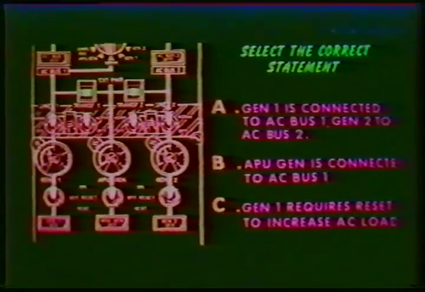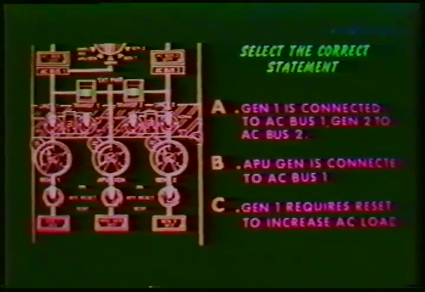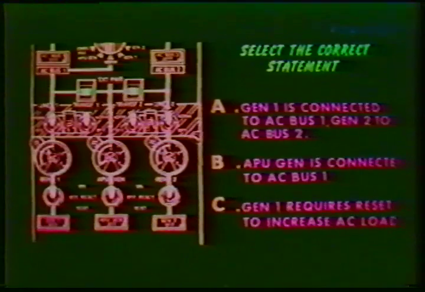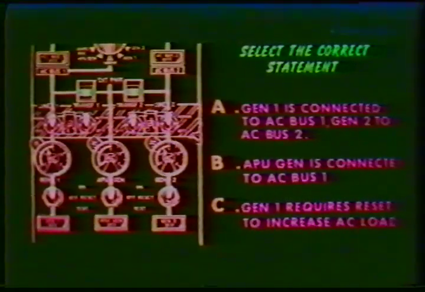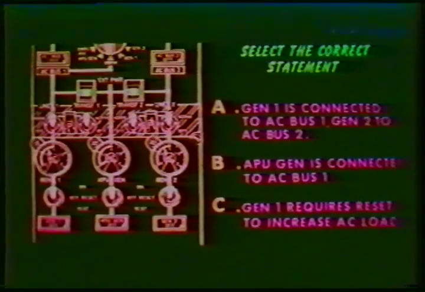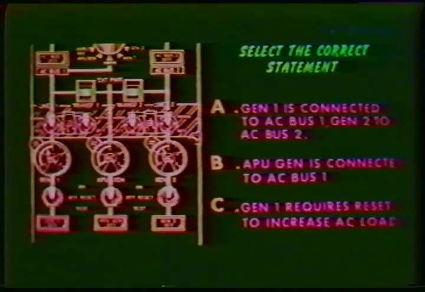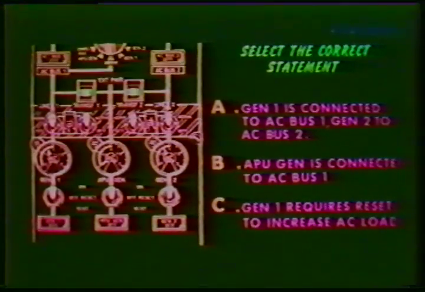Now, to test your memory, here is a question. Select the correct statement. A, generator 1 is connected to AC bus 1. Generator 2 is connected to AC bus 2. B, APU generator is connected to AC bus 1. C, generator 1 requires a reset to increase AC load.